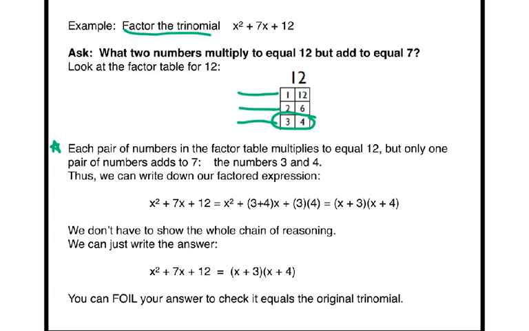So we can write down our factored expression that x squared plus 7x plus 12 is actually equal to x squared plus 3 plus 4 x plus 3 times 4, and so our factored form is x plus 3 times x plus 4. We don't have to show the whole chain of reasoning every time. We can just write the answer. X squared plus 7x plus 12 is equal to x plus 3 times x plus 4. You can and should FOIL your answer to check to make sure that it equals the original trinomial.